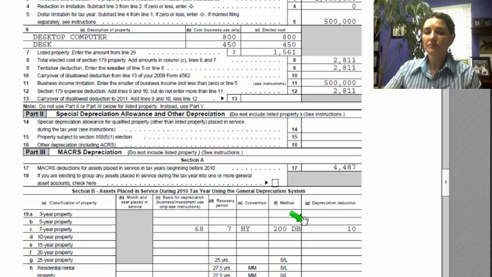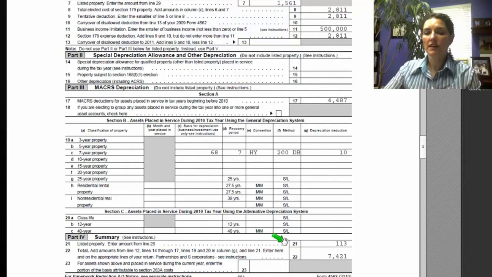Now, you may be asking, how is it that we determine that the cell phone is 7-year property? If you go through the classification tables and look for where cell phones are listed, they're not listed anywhere. They are not a form of classified property. Any property that is not otherwise classified becomes 7-year property, and that's where we put cell phones.